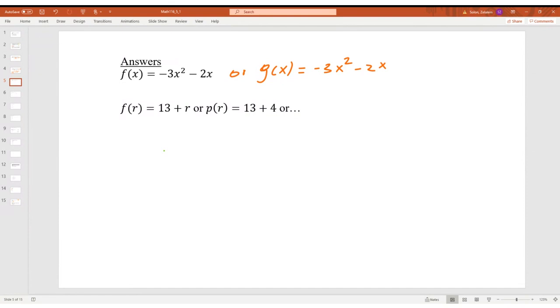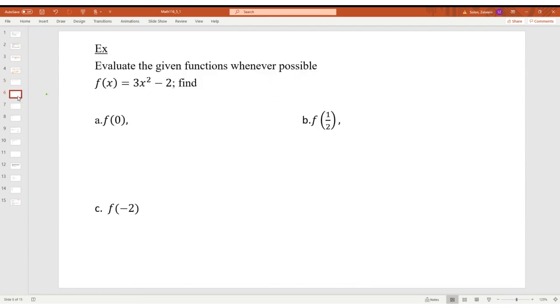It can be any variable. It can be h of r, it can be t of r, it can be z of r, any variable you choose. Okay, now let's go to the next function.